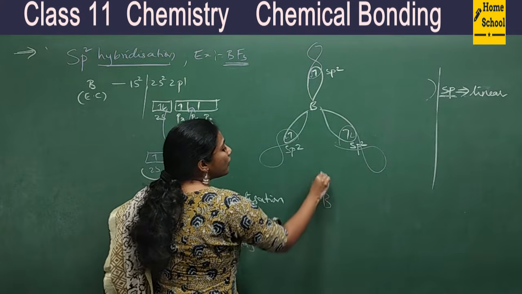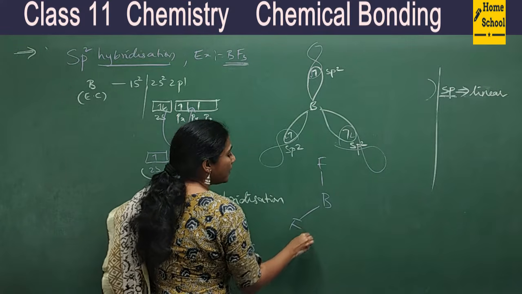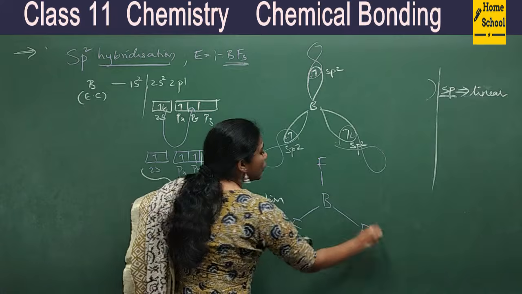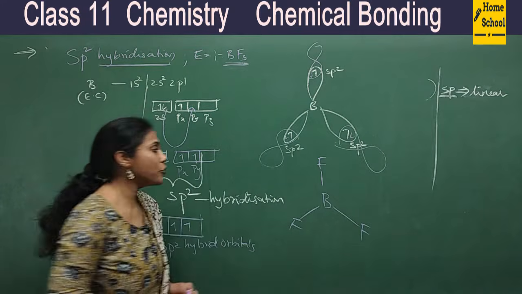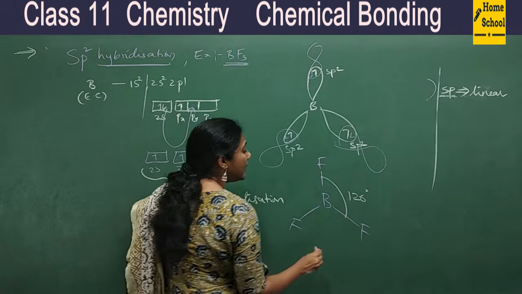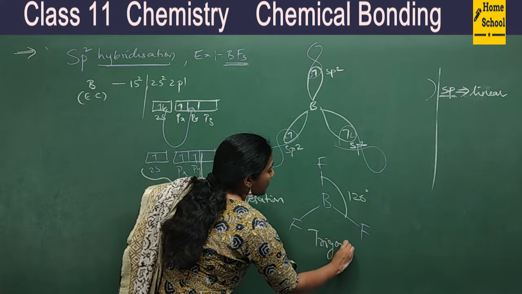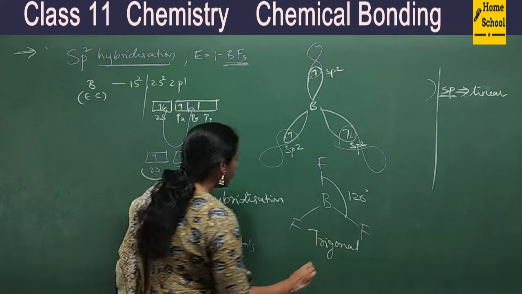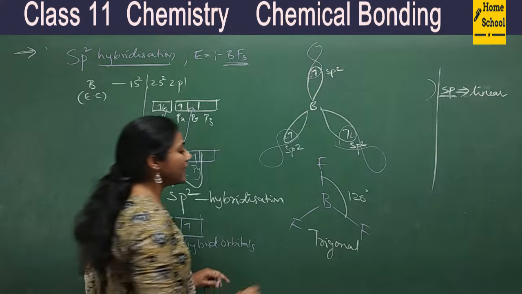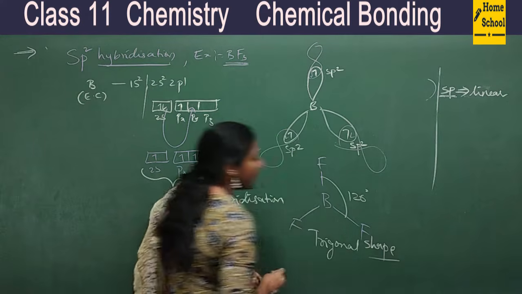So you will observe the formation of one covalent bond with one fluorine, second covalent bond with second fluorine, third covalent bond with third fluorine. So this bond angle will be 120 degrees and the shape is called trigonal planar. So if anything undergoes sp2 hybridization, then the shape is always trigonal planar.